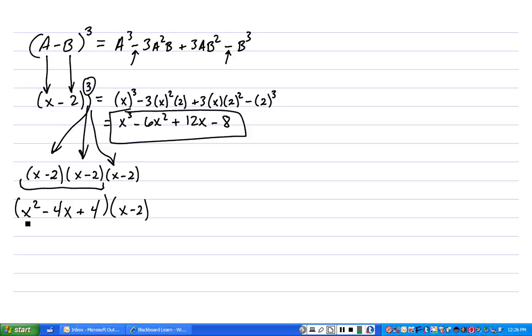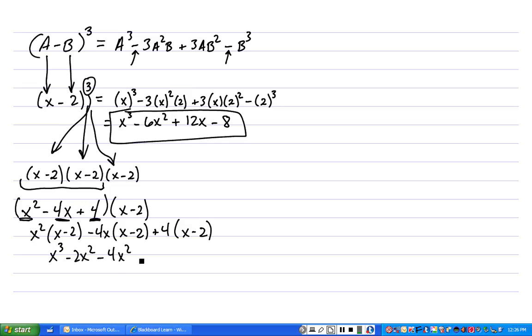Now I'm going to take my x squared times x minus 2. Then I'll take my negative 4x times x minus 2. And now I'll take my positive 4 times x minus 2. So this gives me x to the third minus 2x squared minus 4x squared plus 8x plus 4x minus 8. These are like terms, these are like terms, combine them, get x cubed minus 6x squared plus 12x minus 8.